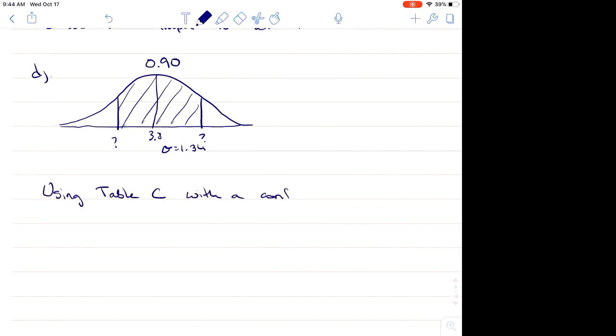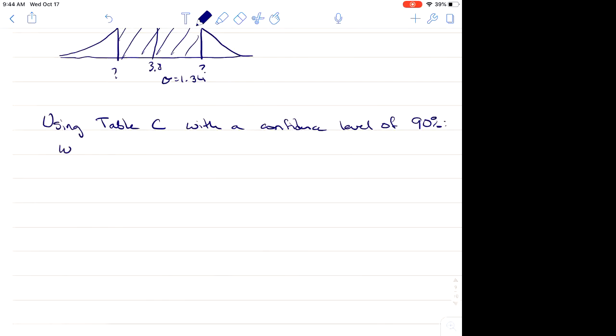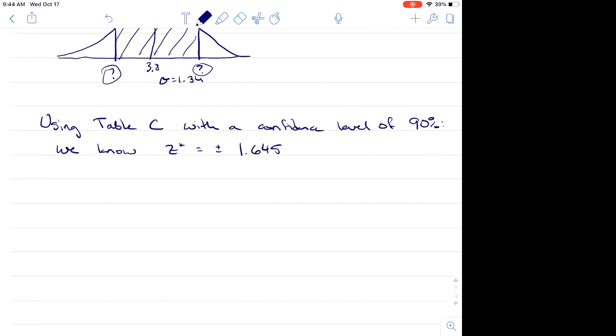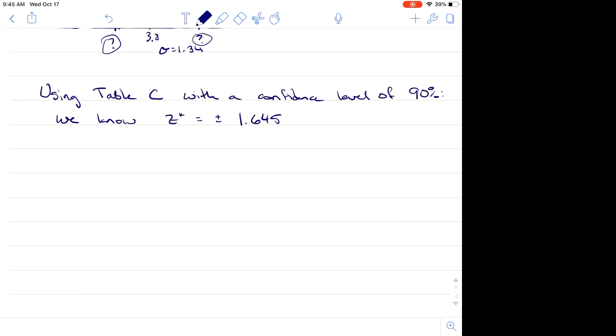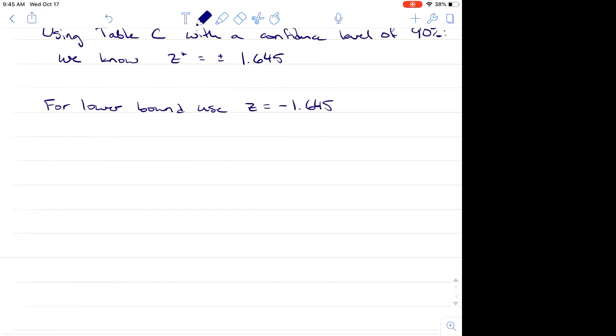With a confidence level of 90%, we know Z star must be plus minus, because we want the lower end and the upper end. 90% corresponds to a Z star of 1.645. Right. So for the lower bound, use Z equal to negative 1.645. Okay.